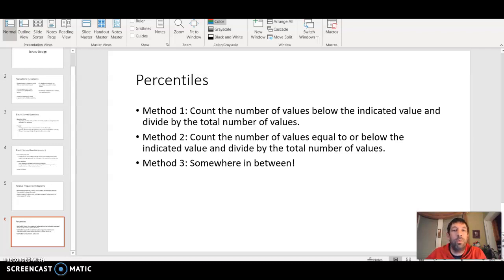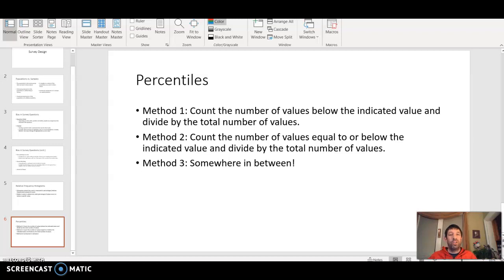In this video I want to talk about percentiles. I'm going to go back for a minute or two and just talk about relative frequency histograms again, but I want to focus on percentiles in this video. So just a quick rundown of what a percentile is.